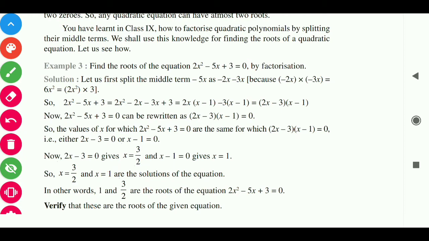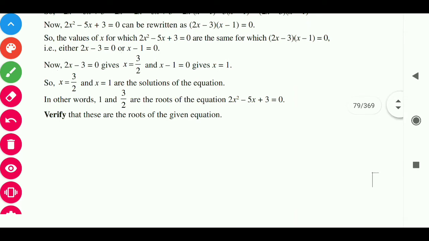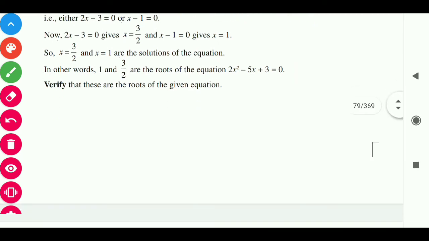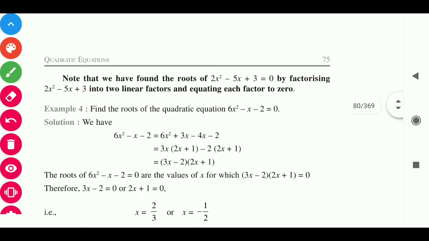There is a simple method to verify that these are the roots of the given equation. Note that we have found the roots of 2x square minus 5x plus 3 equals to 0 by factorizing 2x square minus 5x plus 3 into two linear factors and equating each factor to 0. Now, let's move further to example 4. Find the roots of the quadratic equation 6x square minus x minus 2 equals to 0.